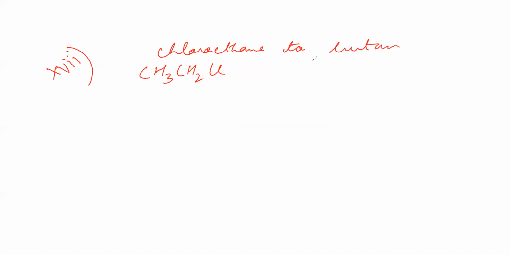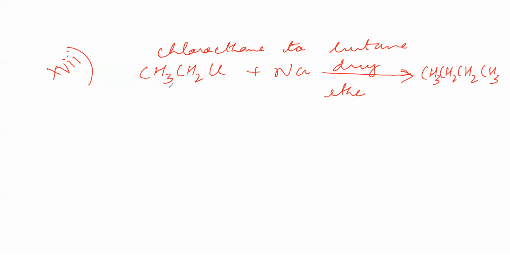Okay, next is number 17. Chloroethane, CH3-CH2-Cl. Now chloroethane to butane. Here also it is a very simple reaction. You just need to add sodium in presence of dry ether. It follows the Wurtz reaction, and you are going to get double the number of carbons in the final product. So if there were 2 carbon atoms in the reactant, there are 4 carbon atoms in the product. So this is chloroethane to butane.